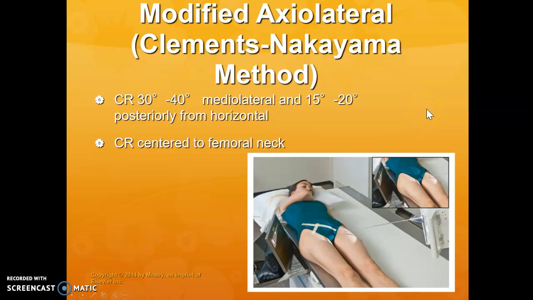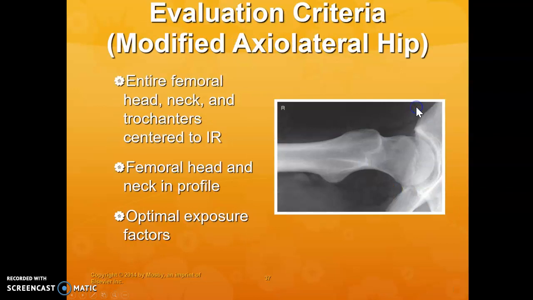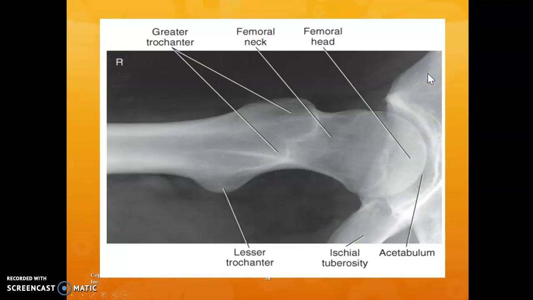We will do a more in-depth method for this one in our positioning 3 class when we go through trauma situations, but I would like you to know that the modified axiolateral or Clements-Nakayama method is for the bilateral femoral fractures. In a perfect world, this is what it will look like. Obviously, they'll both be fractured. Know your anatomy.